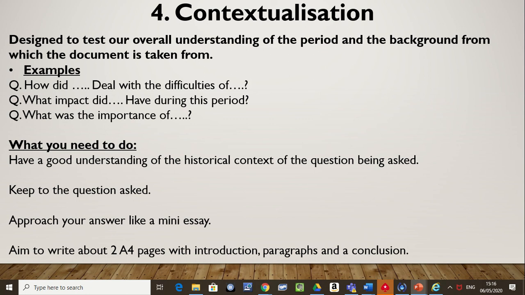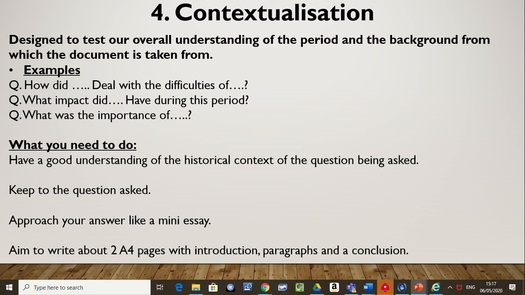For example, a World War II question: what was the situation in Europe regarding fascism, communism, and democracy in the build-up to World War II? So you must have a good overall understanding of what the historical context was like at the time period. Keep to the question being asked. That's an important one, guys. You're not going to get marks for talking about something that happened 20 years later or something that is completely irrelevant. So keep to the question being asked. It's a simple one, but it's very straightforward.